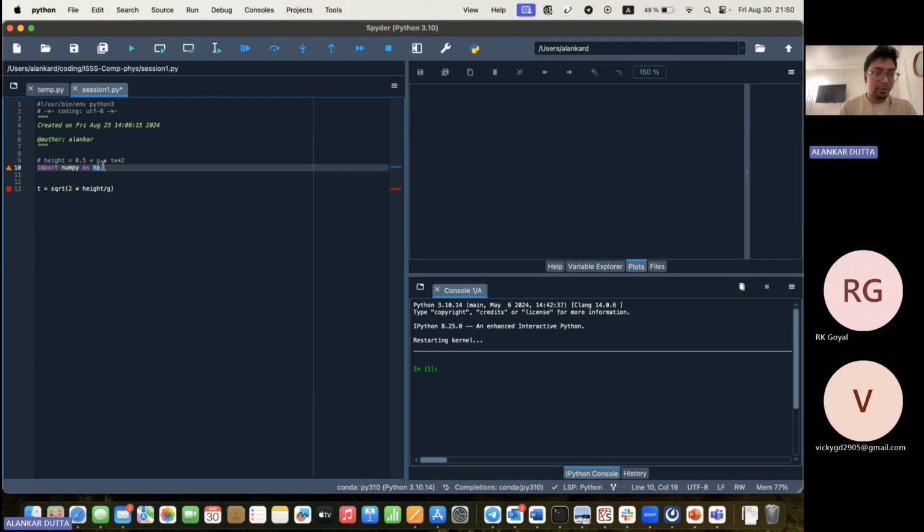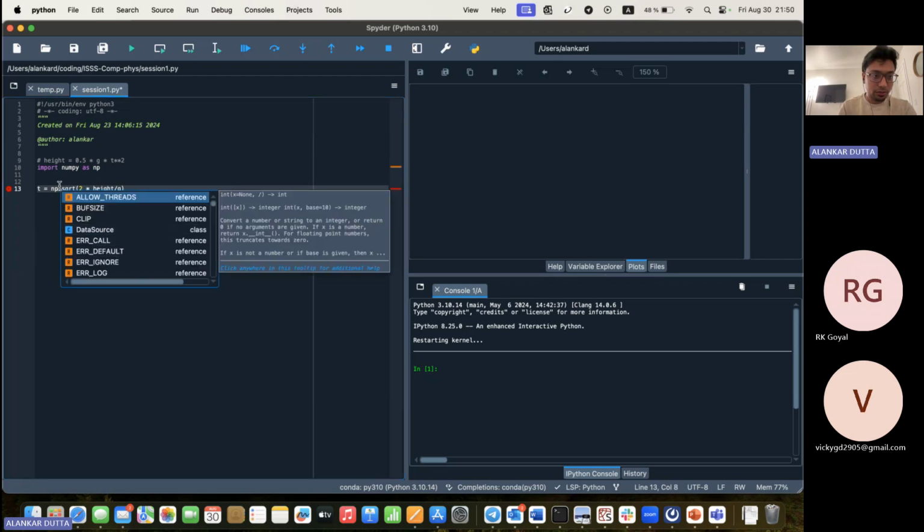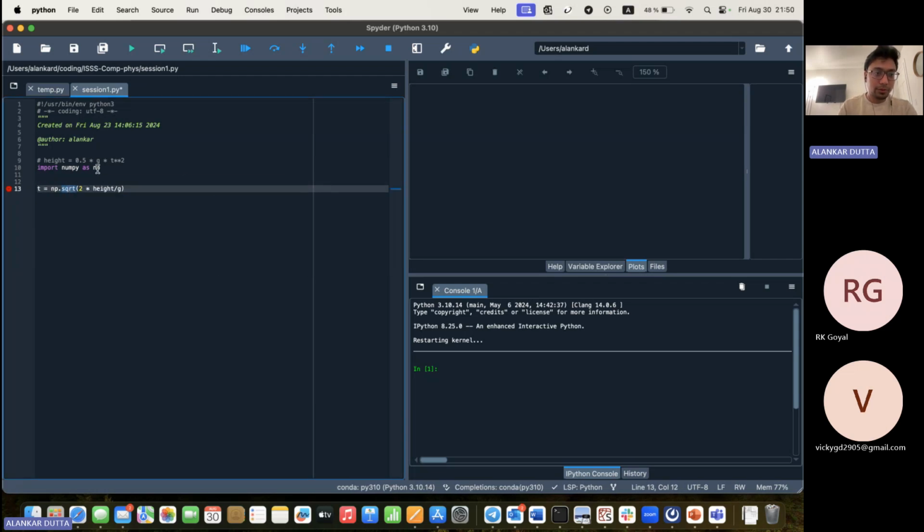So we'll be aliasing numpy with np. And then to find the square root, what we can do is np.sqrt. sqrt is a function which comes as a part of the numpy package, which does square root for you.